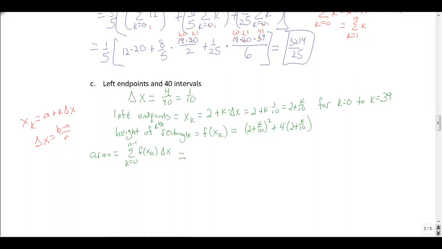But in our case, this is just the height of the rectangle times the width of the rectangle. So summation k equals 0. N is 40, so I get summation k equals 0 to 39. F of xk, I'm going to square this out. So it's 2 squared is 4, plus 2 times k over 10 times 2, which is plus 2k over 5, or 4k over 10, plus k squared over 100, plus 4 times 2 is 8, plus 2k over 5. So it's just the f of xk, and then our delta x was really 1/10.